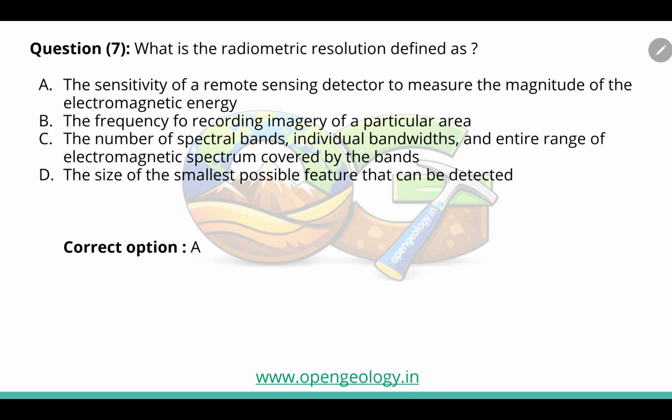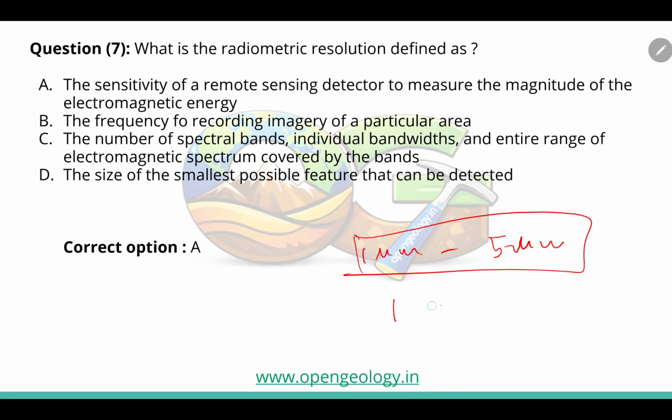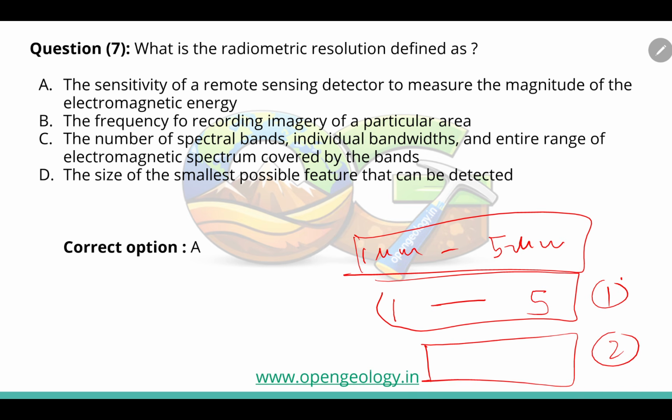The next question is what is the radiometric resolution defined as? So what happens is, if you have, let's say, a frequency range from 1 micrometer to 5 micrometer. Now if you have a sensor and it cannot differentiate between this 1 micrometer and 5 micrometer, and you have another sensor, let's say sensor number 1, then you have another sensor, sensor number 2, it can differentiate between the 1, 2, 3, 4 and 5.